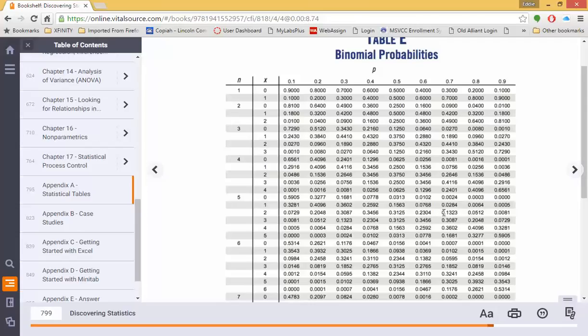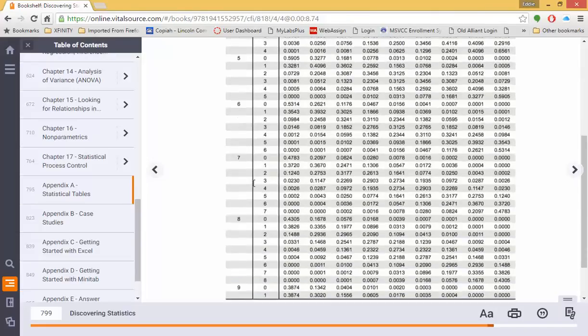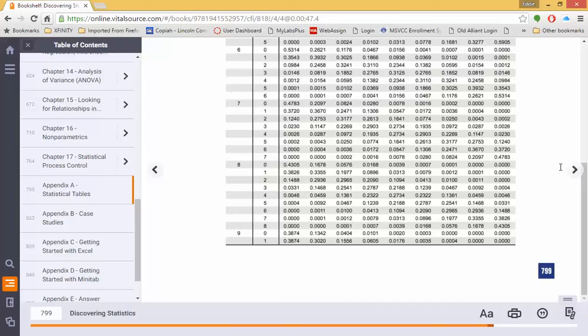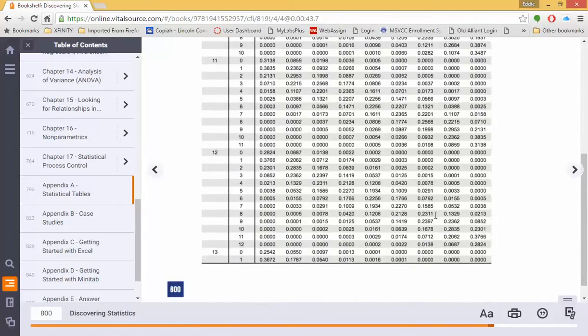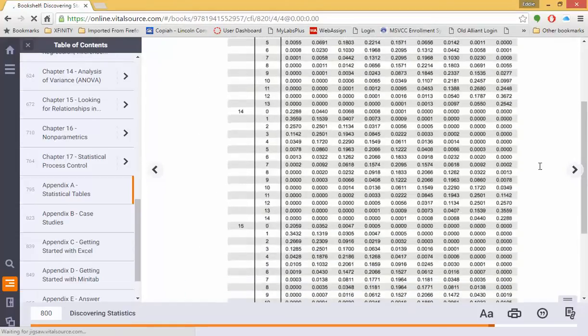That gives you 0.1323. So the answer is in the table without even having to do any calculations. Alright, now this table goes on for a while. You can see here's n equals 9, n equals 10, 11, 12, 13. Let's see how far it goes.